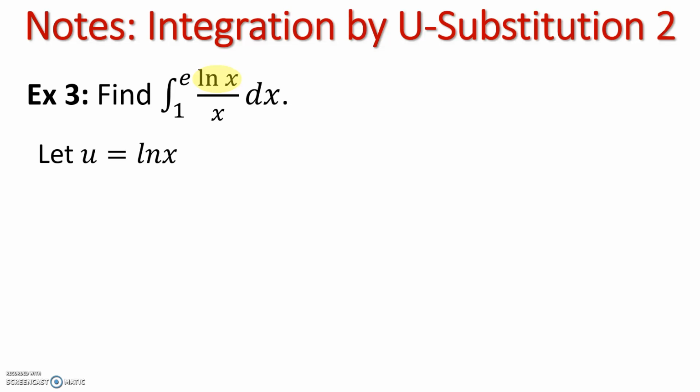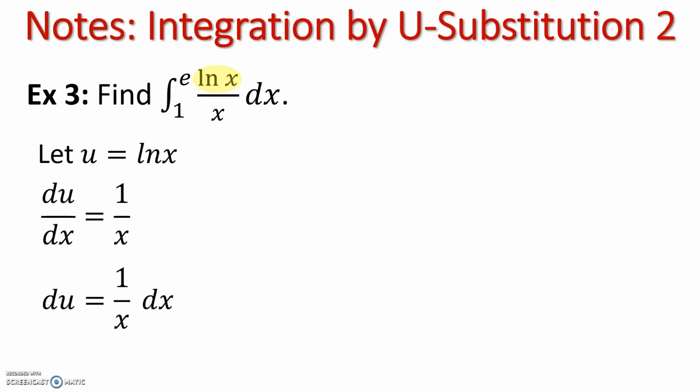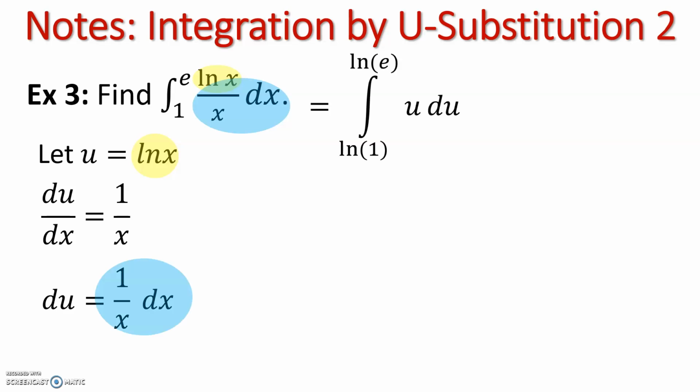We're going to go ahead and take its derivative, and we get du dx is 1 over x, or du is 1 over x dx. So we have our u will become ln x, and then that 1 over x dx is going to become du. So we'll rewrite this, changing our lower and upper bound based on u. So the lower bound becomes natural log of 1, and the upper bound becomes natural log of e. Noting natural log of 1 is 0, and natural log of e is 1.